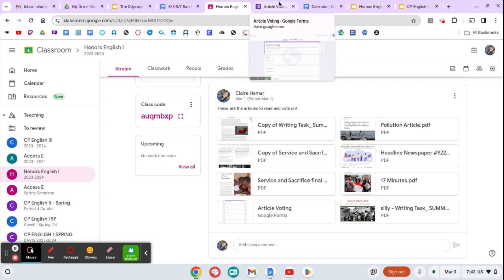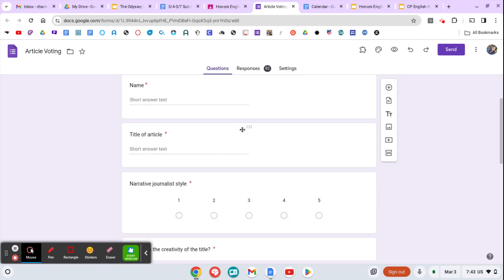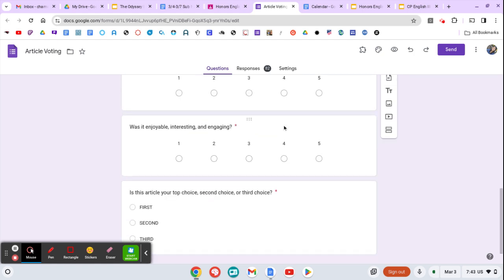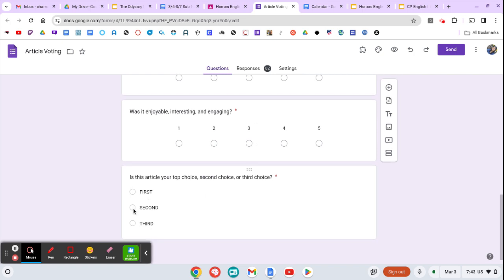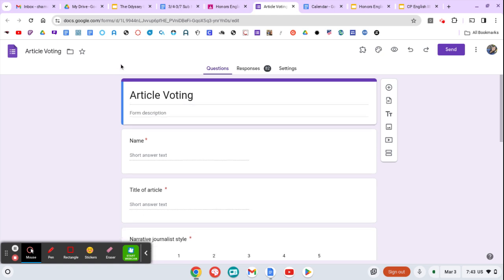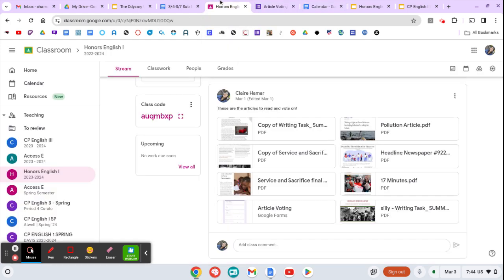And then what you're going to do is open the article voting Google form. Super quick. You just put your name, the title of the article, rate the style, rate the creativity, the multimedia. Was it enjoyable, interesting, and engaging? And then go ahead and put your first, second, and third choices. And I will be reviewing these after I get back. So please finish your voting before then.